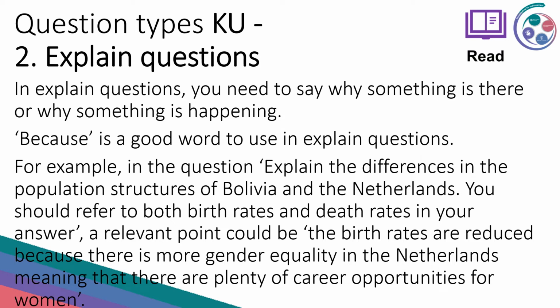For example, in the question explain the difference in the population structures of Bolivia and the Netherlands, you should refer to both birth rates and death rates in your answer. A relevant point could be that birth rates are reduced because there is more gender equality in the Netherlands, meaning that there are plenty of career opportunities for women.